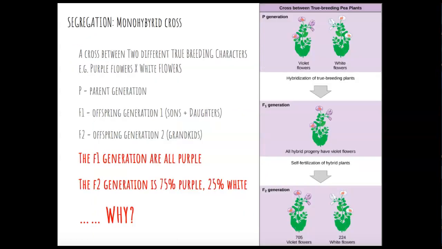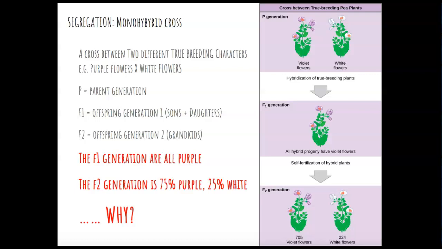So in this situation, we end up with a monohybrid cross in the F1 generation. A monohybrid cross is where two heterozygotes are crossed with each other. And then in the next generation, the F2 generation, we had 75% purple and 25% white flowers. And this occurs because the parental generation involved a cross between true breeding violet and true breeding white flowers. All of their offspring were then heterozygous for this color.